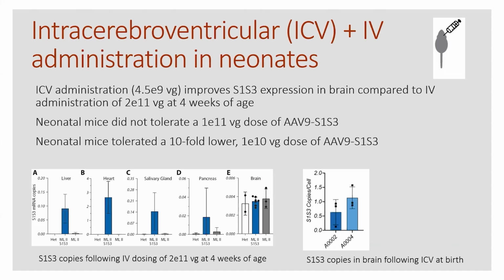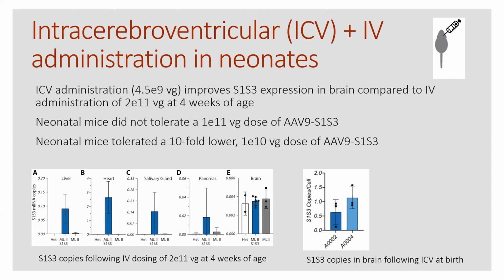If you focus on the brain and look at the y-axis, you can see basically no expression in the brain. On the right is the graph of 2 mice treated with S1, S3 intracerebroventricularly at birth with up to 0.5 to 1 S1, S3 copies per cell in the brain after that. We then looked at neonatal treatment with the intravenous AAV9 S1, S3.